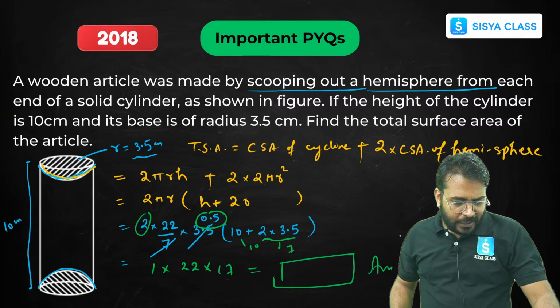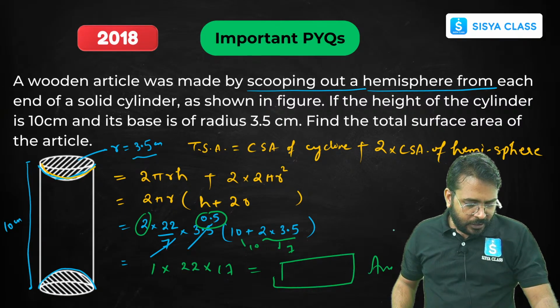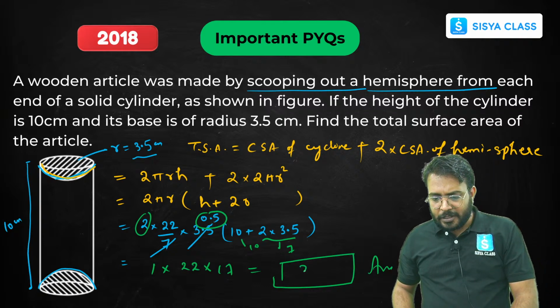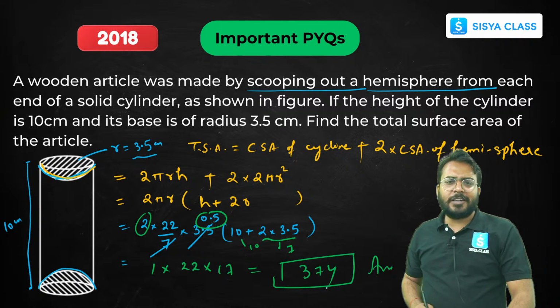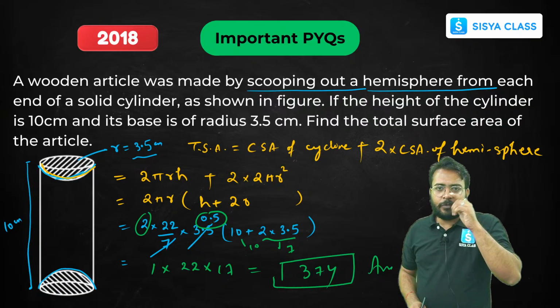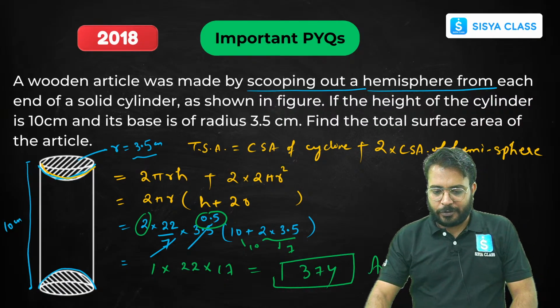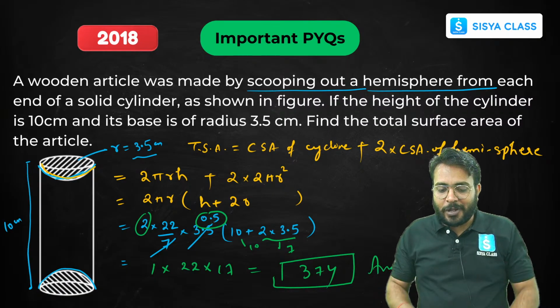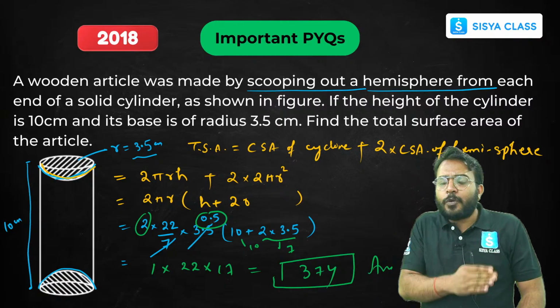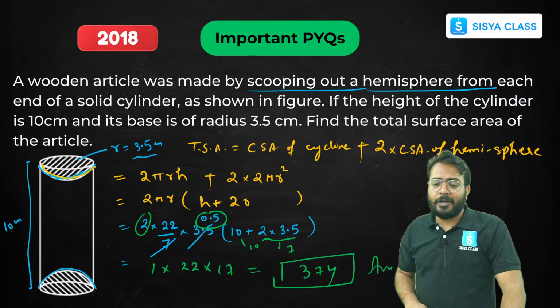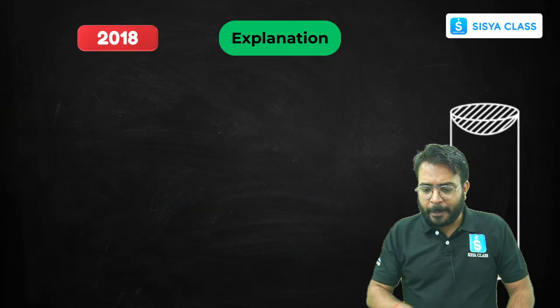Your answer is going to be 374. All right. Okay, fine, good. I hope that you have understood this question. So the last 3 questions are very important. Please practice these types of questions.